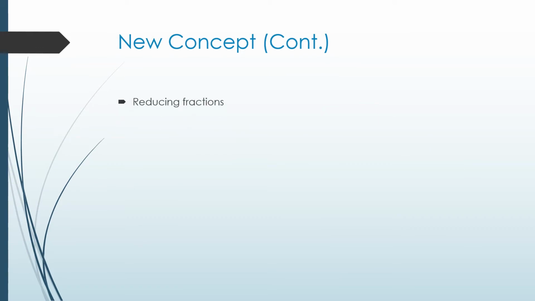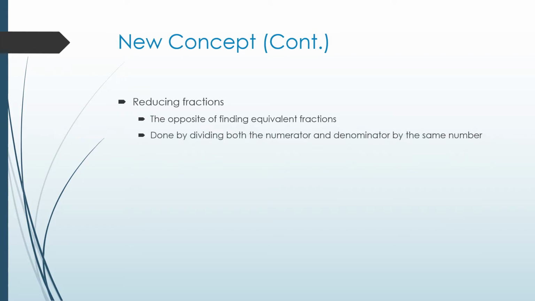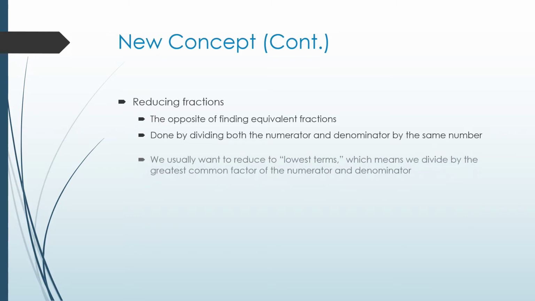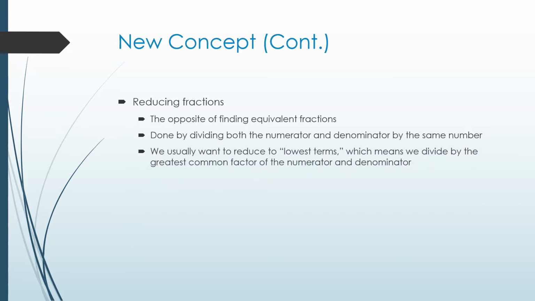The opposite of that is reducing fractions. We do that by dividing the numerator and the denominator by the same number. And usually in math we want to reduce to lowest terms, which means we can't reduce any farther. And to do that right away, we find the greatest common factor of the numerator and the denominator, and that's the number we use to divide.